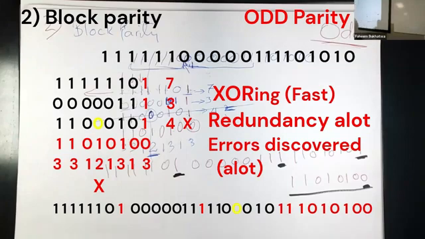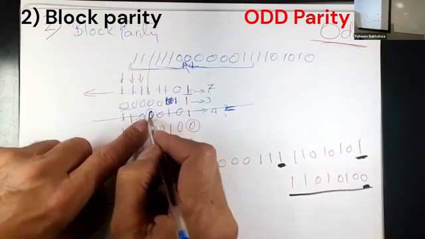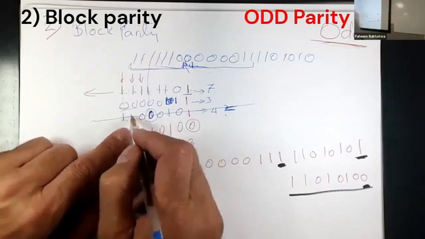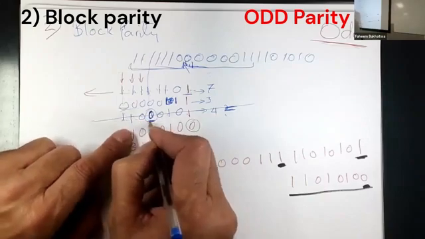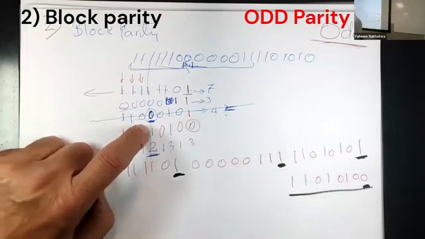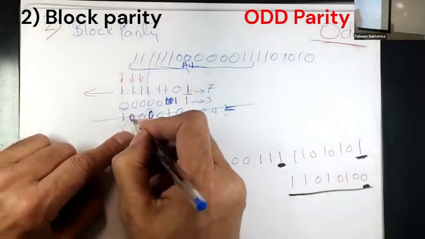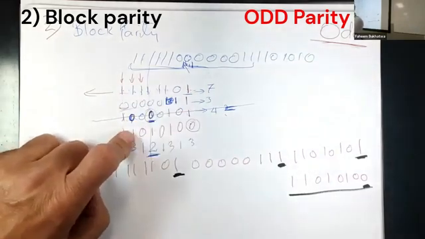It cannot discover, yeah? So what if multiple bits change? Yeah, okay, let's have an example of multiple bits. Okay, so here's the bit that changed. Let's change another bit. So now we know this bit has an error, but let's pretend we don't know. And also this bit changed. So now we have 2 bits changed.